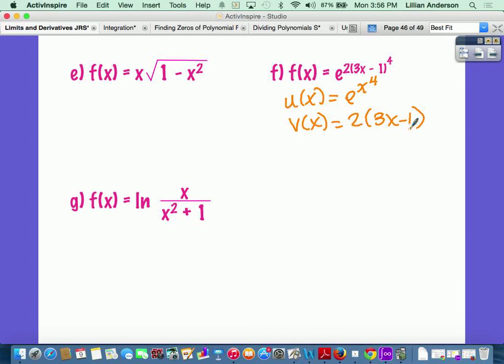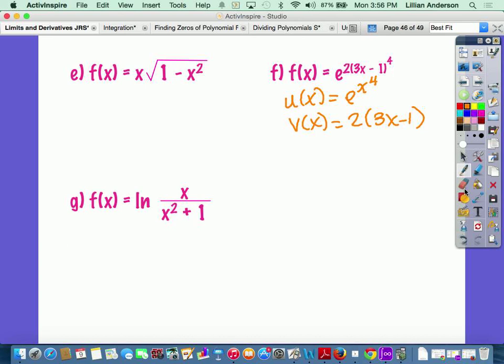So, well actually, let's change this up. I can actually make this a little bit easier for me, okay? I'm actually going to make my U function e to the 2x to the fourth, and my V 3x minus 1. That might make it a little bit easier, because when I plug in, you see how I can do the composite. So the derivative of U, okay, that's another chain rule there.